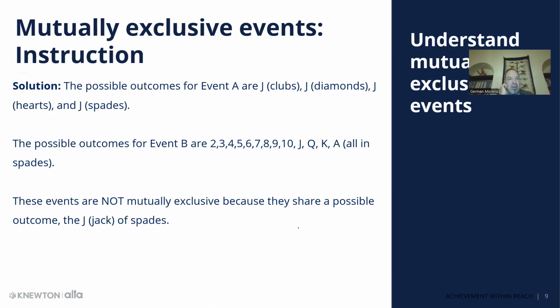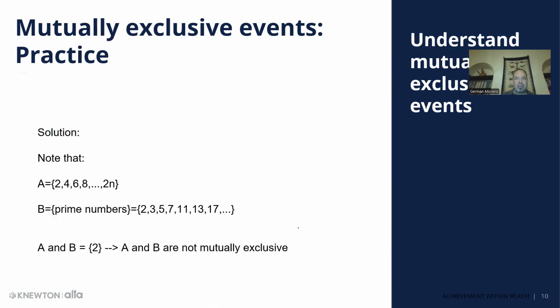Let's go ahead and read. Possible outcomes for event A are Jack of clubs, Jack of diamonds, Jack of hearts, Jack of spades. Possible outcomes for event B are 2, 3, 4, 5, 6, 7, 8, 9, 10, Jack, Queen, King, Ace of spades. These events are not mutually exclusive because they share a possible outcome, the Jack of spades. Okay, so that's the more plain language way of explaining that.